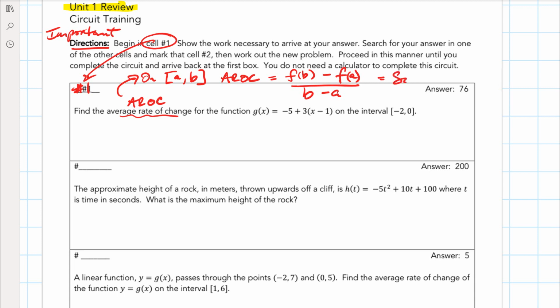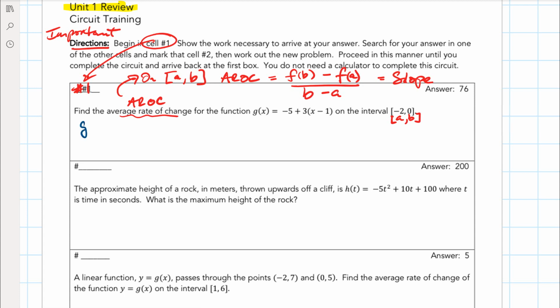Remember, this is just a fancy way of saying the slope of the secant line going through those 2 points, A comma f of A and B comma f of B. So the slope of the secant line is what's called the average rate of change. If we're going to get the average rate of change on the interval from -2 to 0, then we know what our interval is, we know what A and B are, and we need to evaluate G, which is just a linear function, at these points.